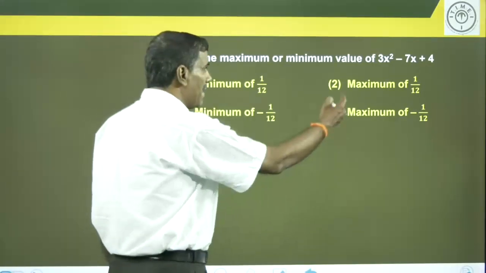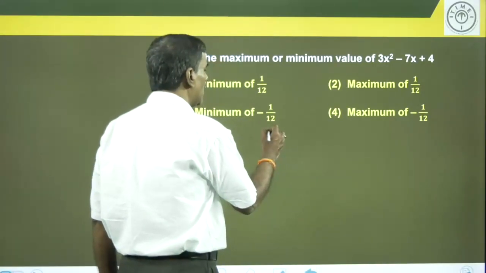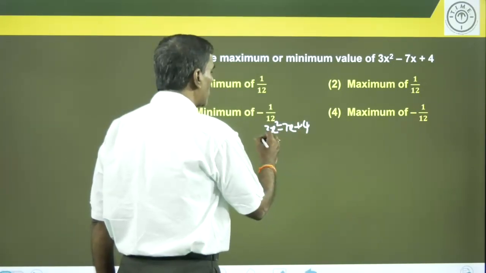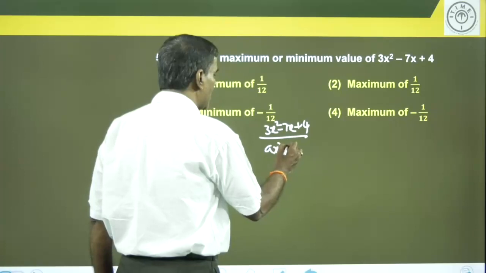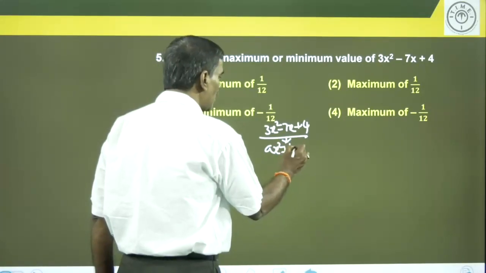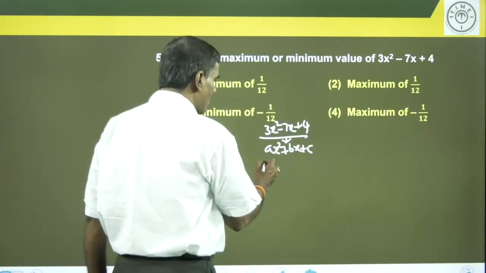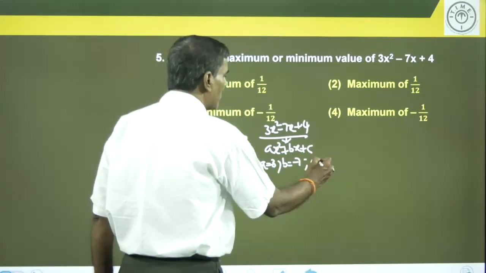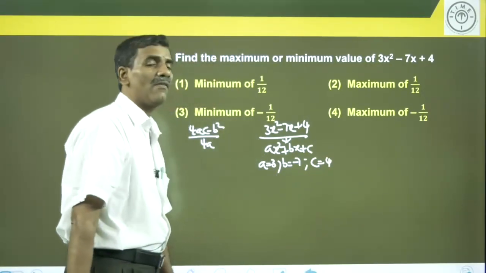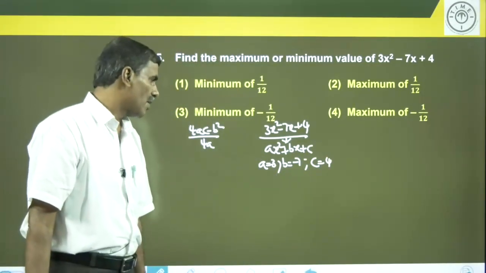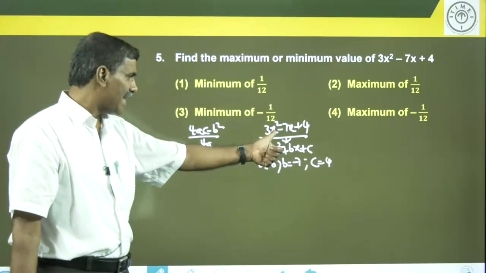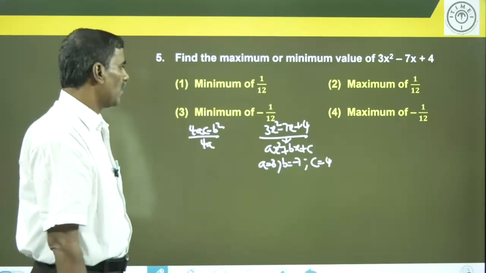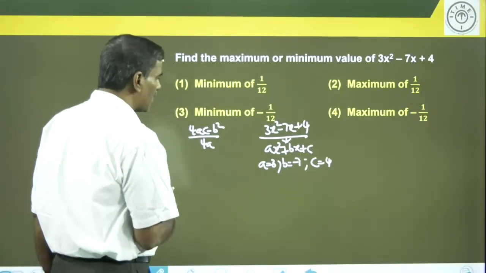So here, making the comparison of the given expression 3x square minus 7x plus 4 with the standard quadratic expression ax square plus bx plus c. In place of a we have 3 as the value. In place of b we have minus 7. In place of c we are having 4. So those are the values. As a's value, the coefficient, is positive here, this will be having a minimum value. And the value is given by 4ac minus b square by 4a.